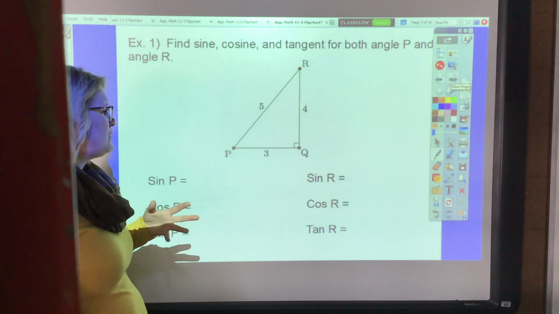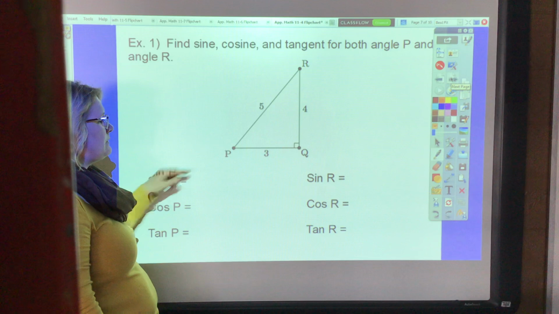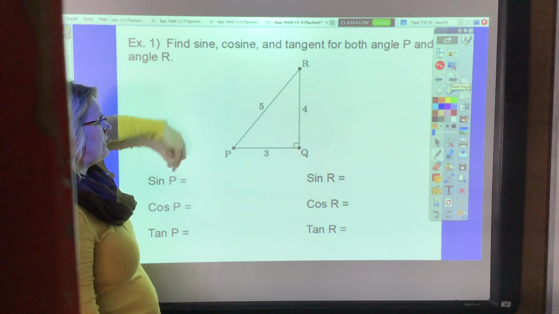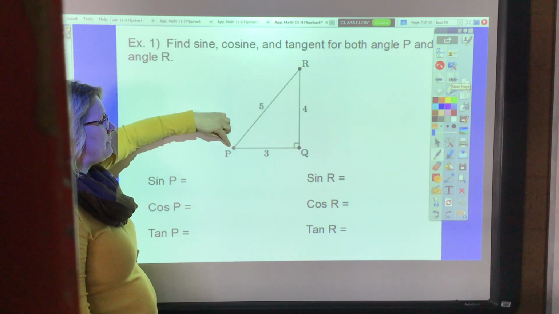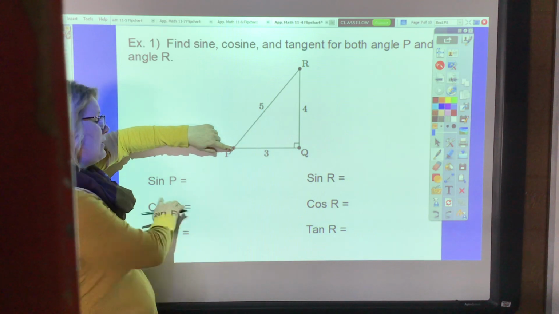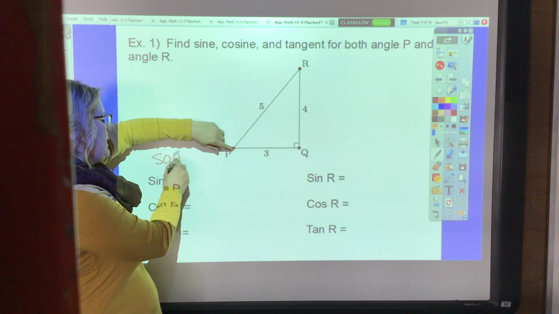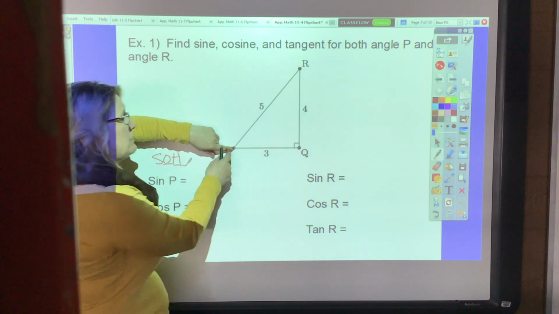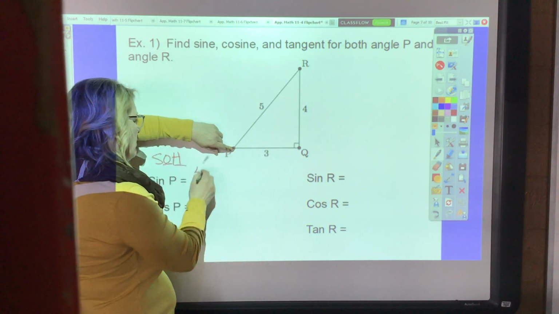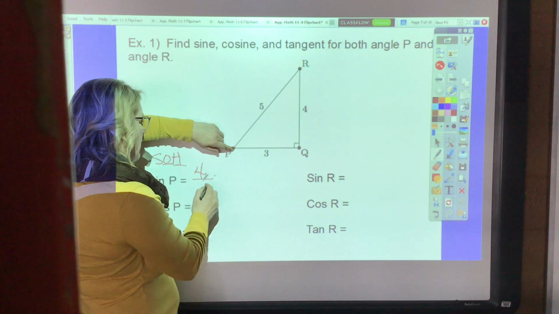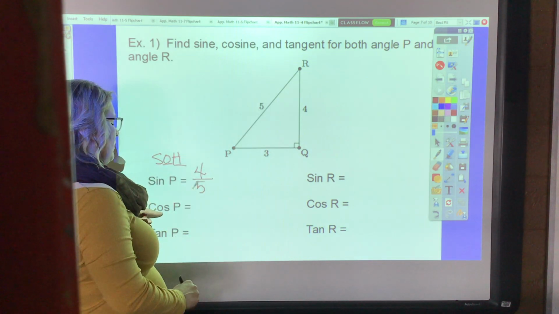So moving on, how do you use it? Well, first of all, we use it just to set up. I tell kids, put your finger at whatever angle you're looking at. I'm looking at angle P, so I'm going to place my finger here. Now sine is the same thing as SO. That means it's opposite over hypotenuse. So I reach out and grab the 4. I put it over the hypotenuse, which is the 5.